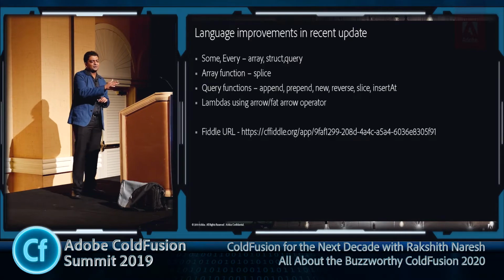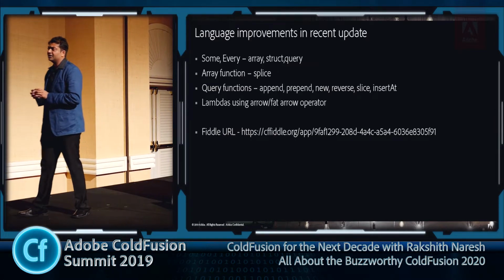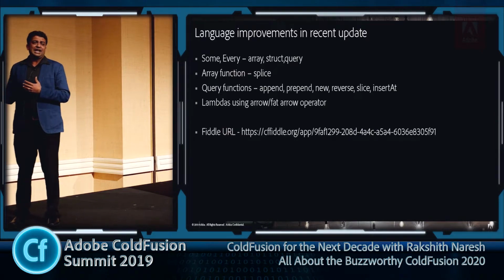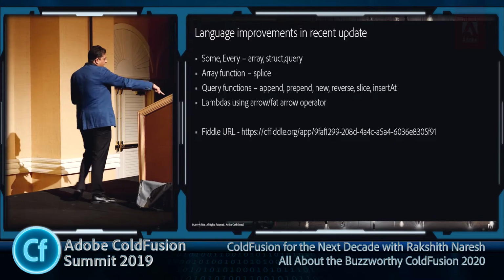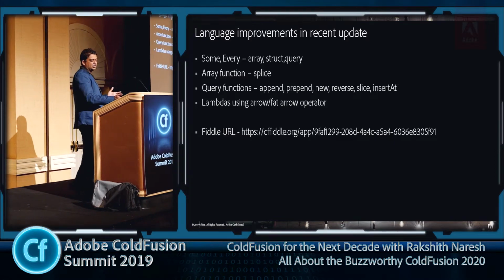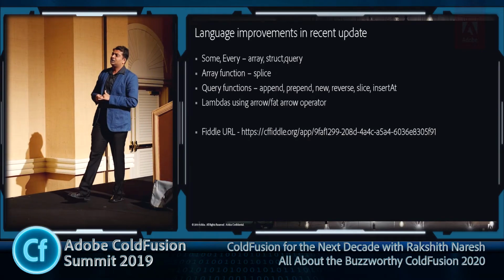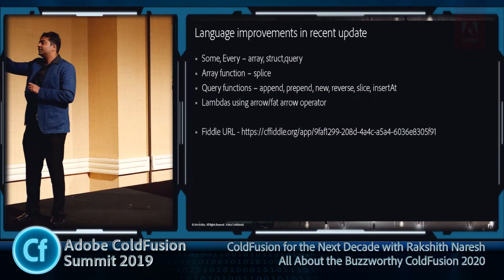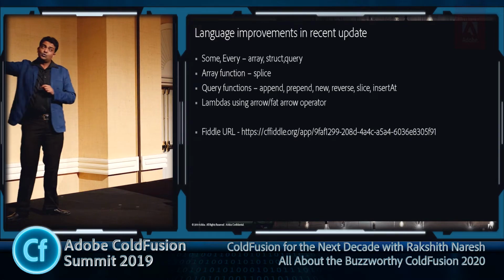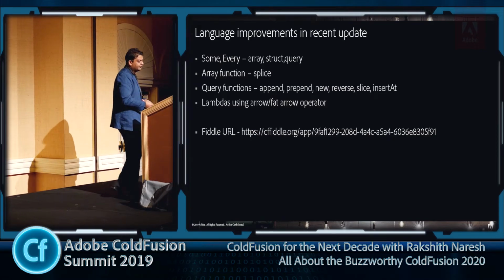But for me, the really interesting one is the Lambda support through the fat arrow operator. All of these examples are available at that fiddle URL. I know it's difficult to make note of that, but we will be sharing the slide deck later on. You can access all the examples that I talked about on cffiddle.org. When you access that URL, you can try it out without having to install ColdFusion Update 5 on Fiddle.